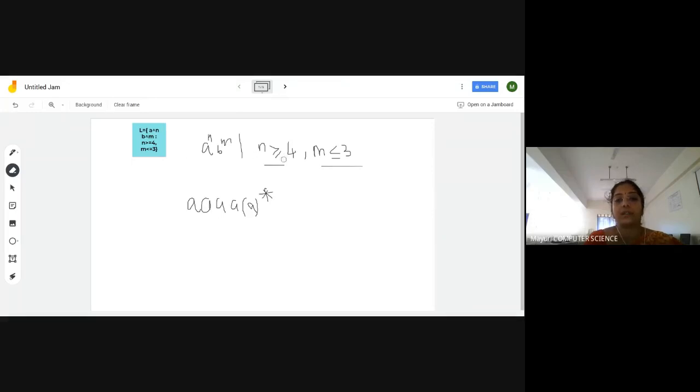So here the minimum value of A is 4, and the maximum can be anything, because n is greater than or equal to 4; more than 4 is also acceptable. So 4 or more. But that is not the same in the aspect of B. A's are followed by B's, right? I don't need to include any plus here. But there is a restriction on the length of B. The maximum length has to be 3. The length of B is always less than or equal to 3. So not more than 3 B's.